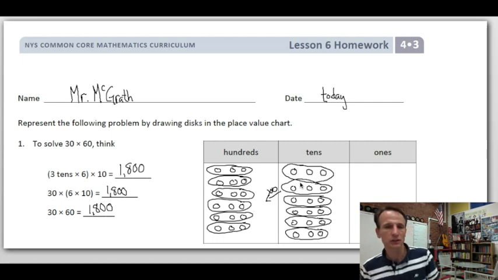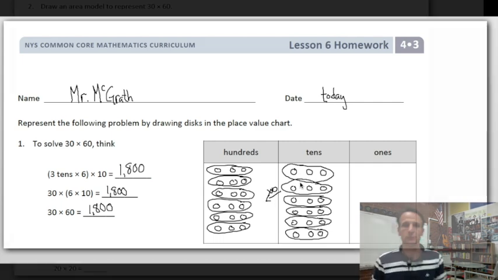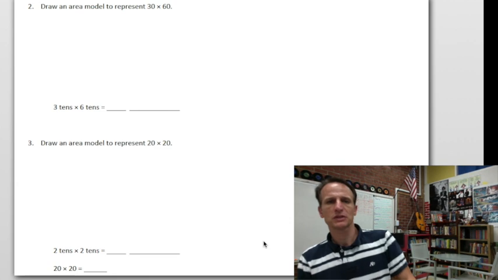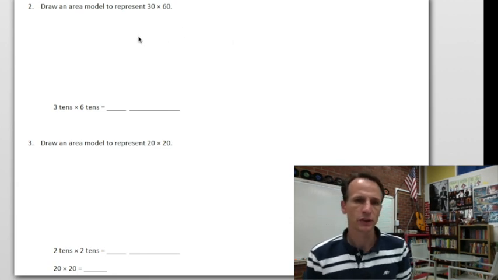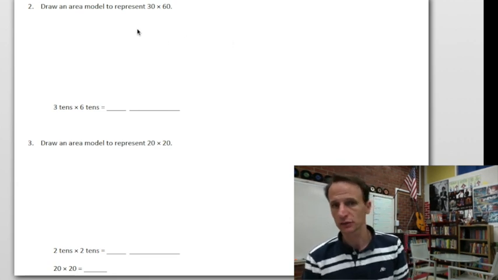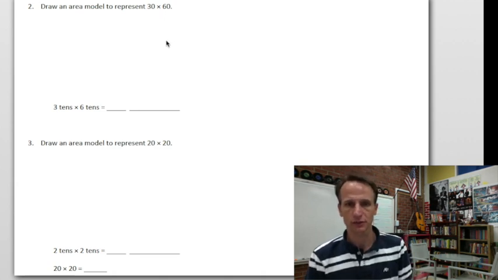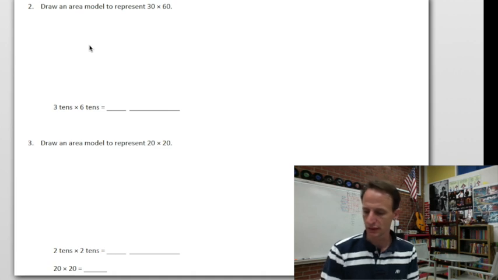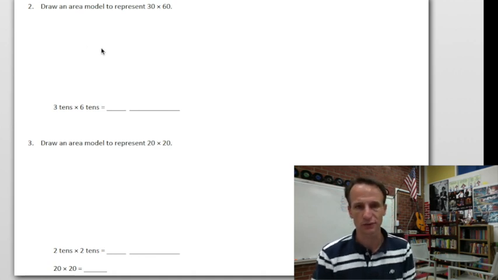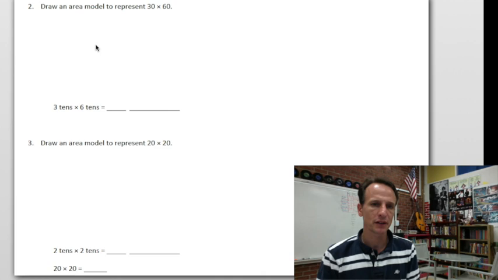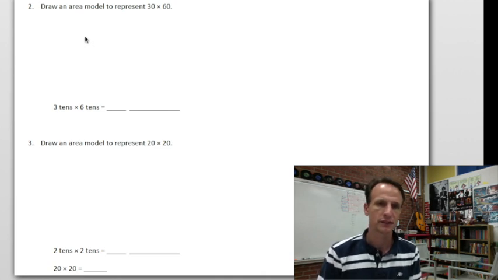So let's go a little deeper on to number 2. All right, and here we have numbers 2 and 3. In both cases, we want to draw an area model to represent some multiplication. And you see here, this 30 times 60, of course, is the same one we did up in number 1. Now we'll do it a different way. These area models might seem a little complicated at first, but they're actually quite simple.